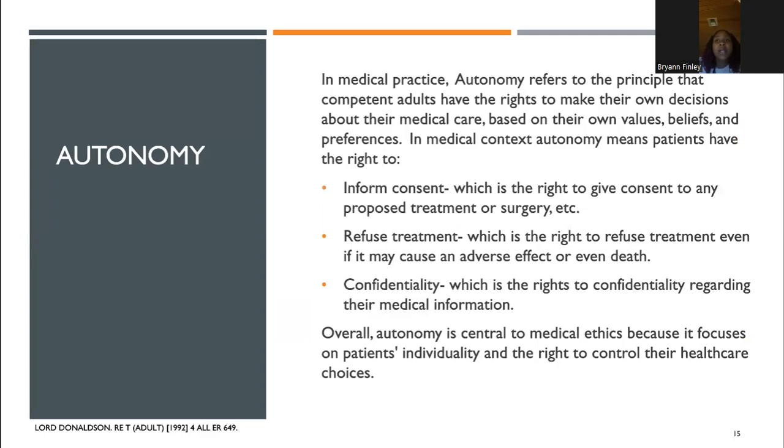Autonomy. In medical practice, autonomy refers to the principle that competent adults have the right to make their own decisions about their medical care based on their own values, beliefs, and preferences.